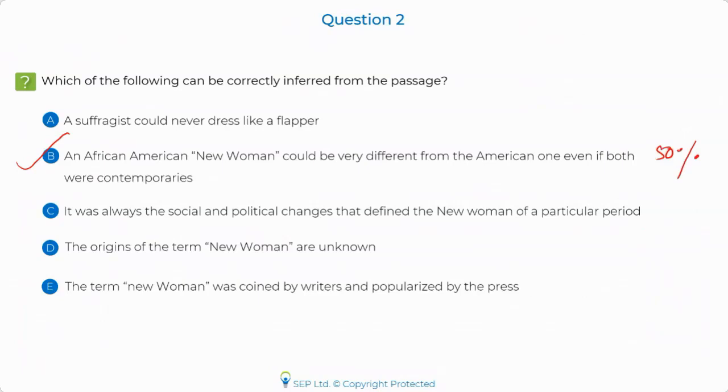We will talk about why the others are incorrect. So 19% of you marked this, 23% marked this, 9% marked this. Let me quickly analyze this. Hold on to your questions here. You're welcome, Utkal. Just a minute. Yeah. So a supergist could never dress like a flapper.